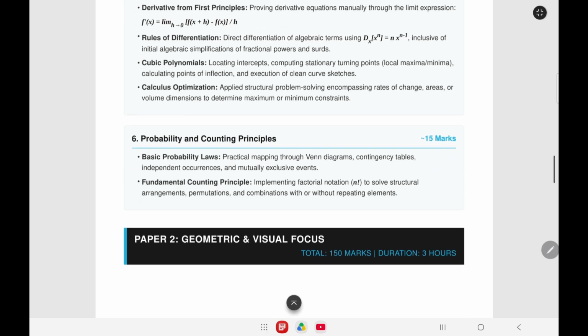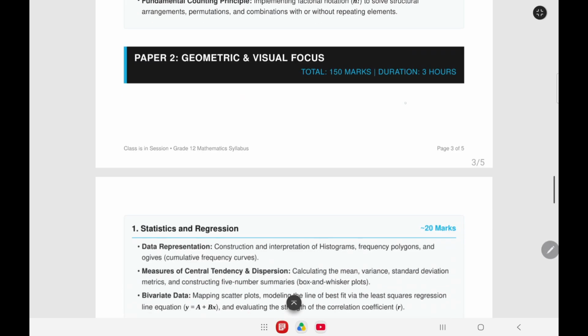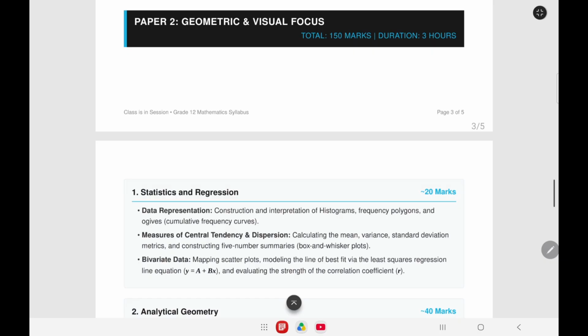Lastly, let's go to probability and accounting principles. Basic probability laws, practical mapping through Venn diagrams, contingency tables, independent occurrences, and mutually exclusive events. We also have the fundamental counting principle, implementing factorial notation to solve structural arrangements, permutations, and combinations with or without repeating elements. Now let's move to paper 2, where we have our geometry, our analytical geometry, as well as our stats.